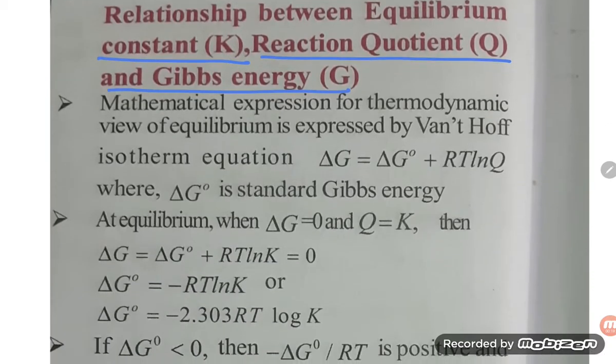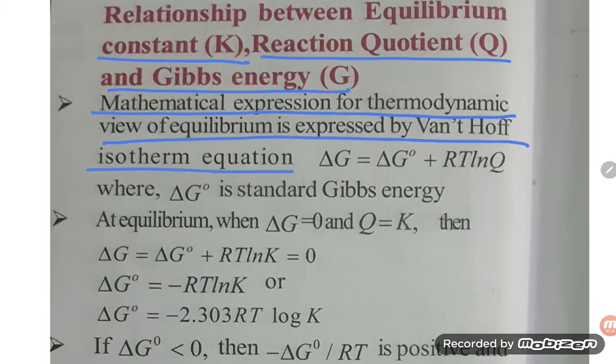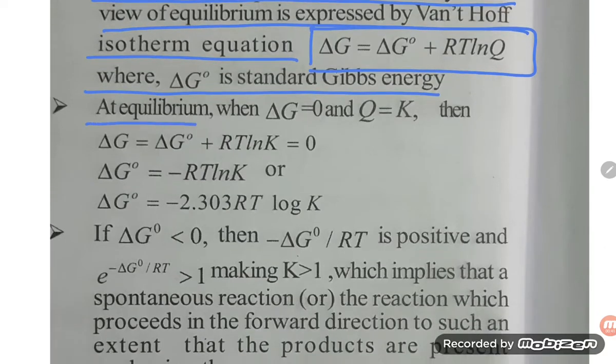So that is the mathematical expression for the thermodynamic view of equilibrium, expressed by the van't Hoff isotherm equation. So what was the van't Hoff isotherm equation, students? Delta G is equal to delta G naught plus RT ln Q, where delta G stands for Gibbs free energy. At equilibrium, we know that delta G is equal to 0 and Q is equal to K. So what we have to do is simply put the value in delta G is equal to delta G naught plus RT ln Q.